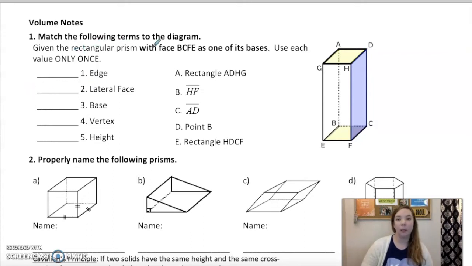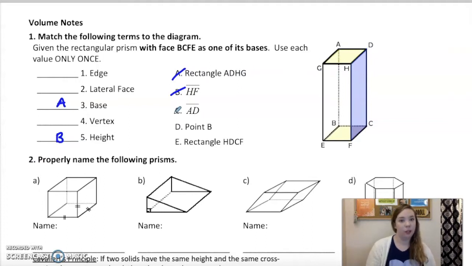Given the rectangular prism with face BCFE, so BCFE is this bottom side here, use each value only once. So I like to go with the letters first and then match them. So rectangle ADHG is this top side, so we would also call that a base because it's straight across from our other base. I'm going to put that right here. HF is a side, so we could call that an edge, or actually we would want to call it a height. It's our vertical side here.